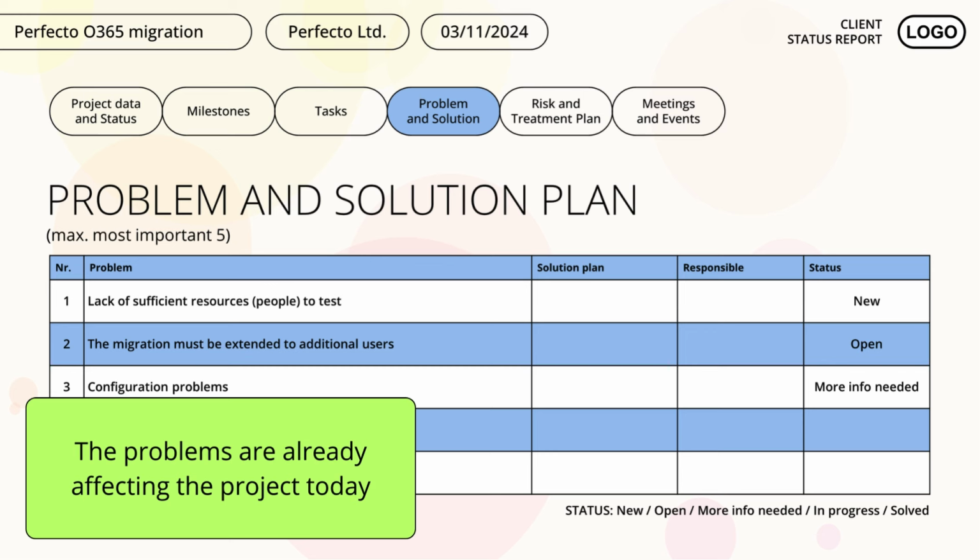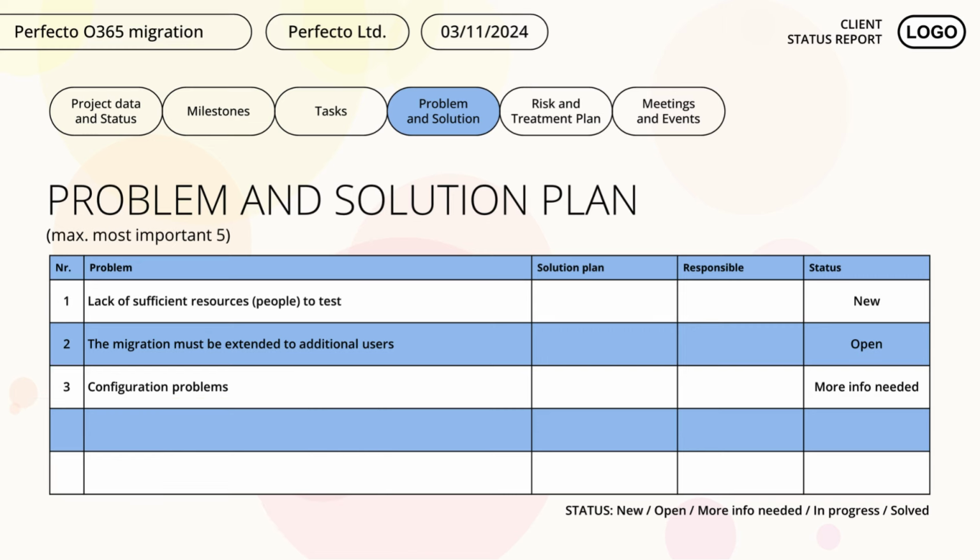There may also be problems that neither the client nor we have any influence on. However, these also need to be addressed. Even if we accept the problem, the schedule, scope, or other parameters need to be modified jointly. This will then be the solution plan. Now let's see the statuses. New. The new status means that the problem has been recorded as new since the previous meeting.